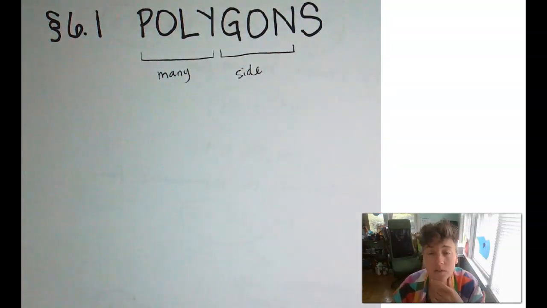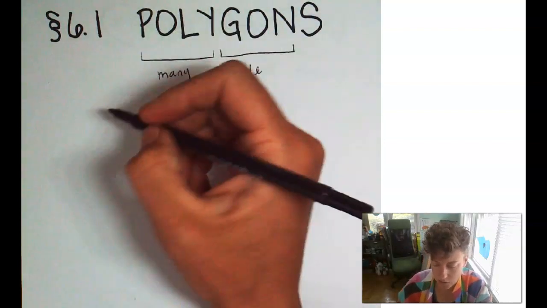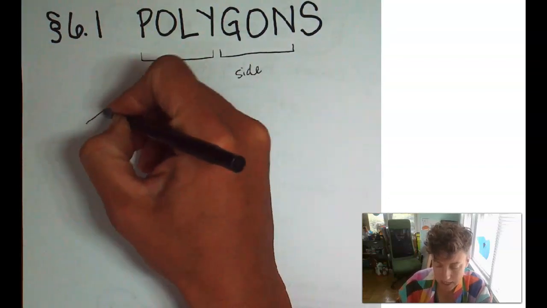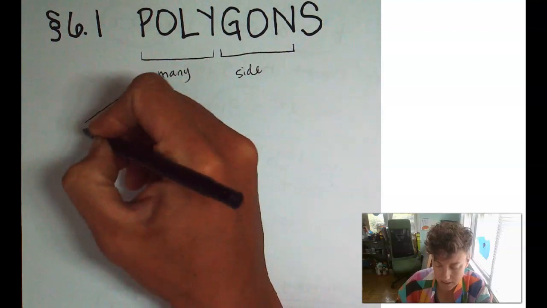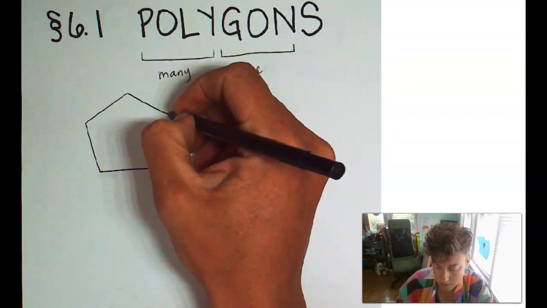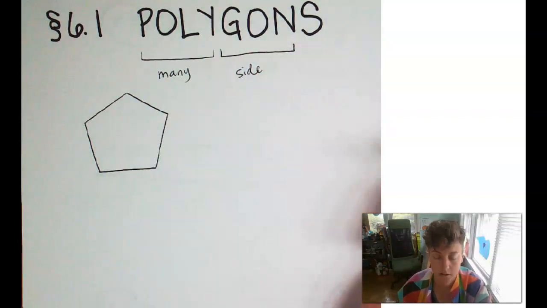Now, there are some rules about what the sides can look like. So let's draw a polygon that has 5 sides, and those sides have to be segments. They cannot be curvy, and those segments cannot cross each other.